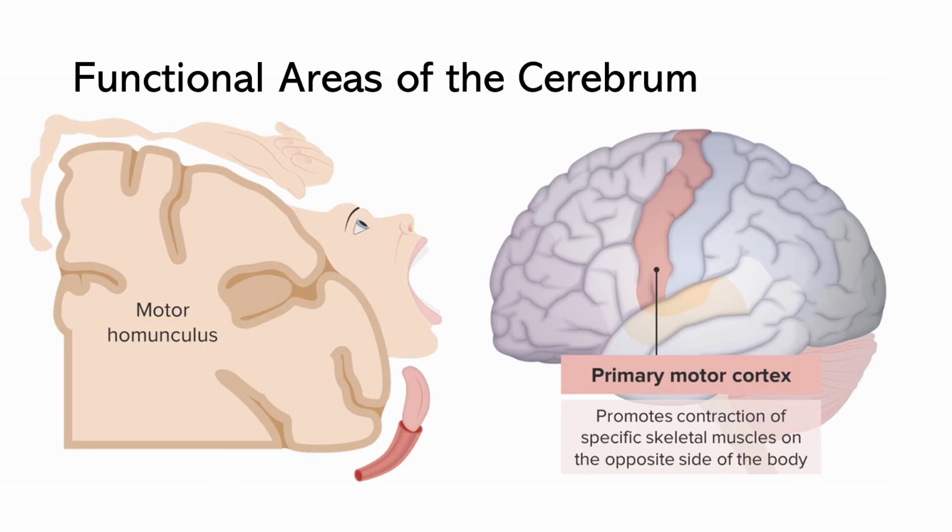If we move on to the motor areas of the cerebral cortex, we start with the primary motor area. This motor area is responsible for contraction of specific skeletal muscles on the opposite side of the body. So the primary motor area on the left is going to be responsible for contraction of skeletal muscles on the right side of the body. Like the primary sensory area, the primary motor area also contains a homunculus called the motor homunculus.